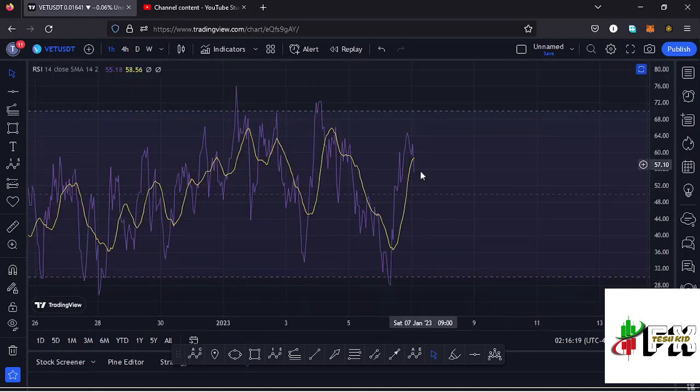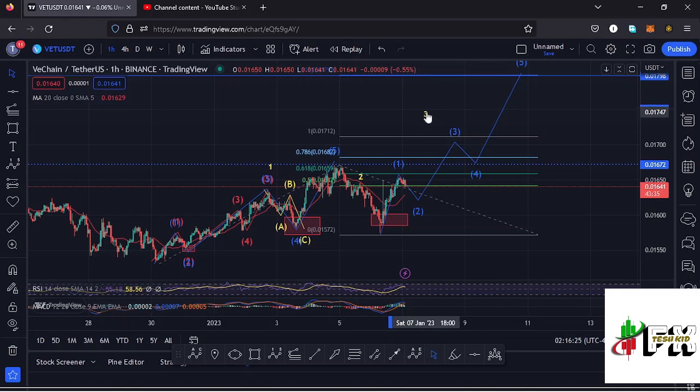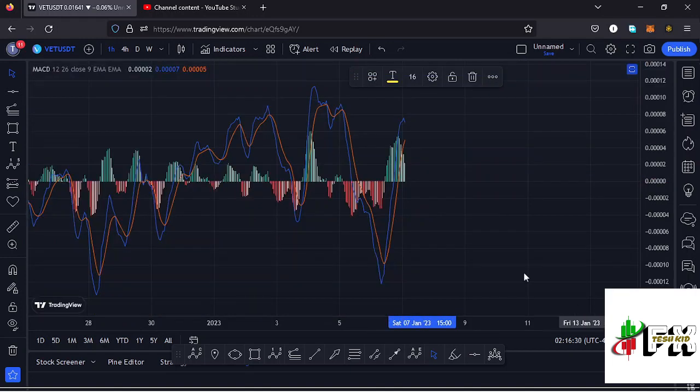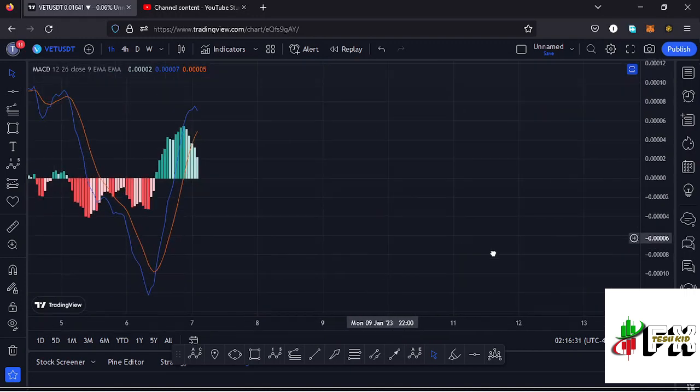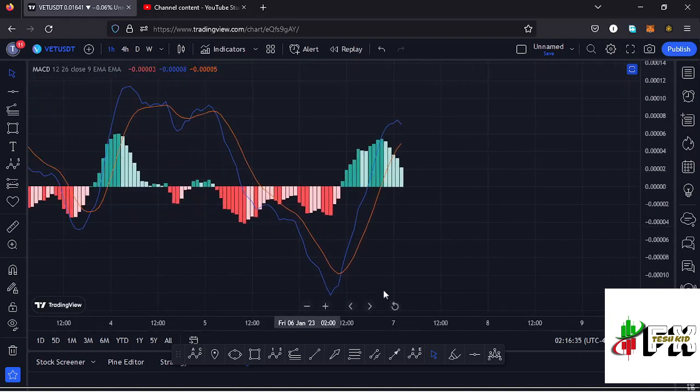Here on the RSI, we are trading at around the 55 mark, meaning we have massive room for us to support any movements to the upper side in the formation of this higher Elliott wave count 3. And also taking a look at the MACD, on the MACD we had printed a bullish cross, but we are seeing a bit of a decrease in the buying momentum, meaning soon we might be able to print a bearish cross. So let's be patient and see how that plays out, and I'll keep you updated.